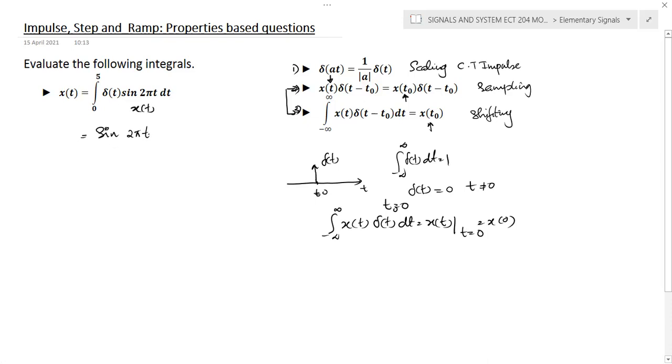Don't get confused with the expression here. x of t is given as a function, multiplied by the impulse, so we can evaluate this at t is equal to 0. We'll get sine 0, which is equal to 0. So by applying the shifting property, or sampling property, you can reduce the expression, and you will get sine 0 is equal to 0.